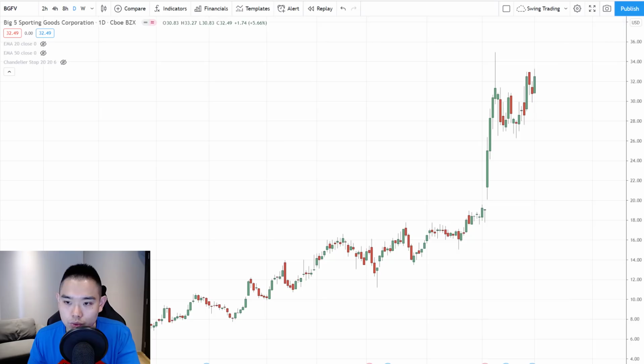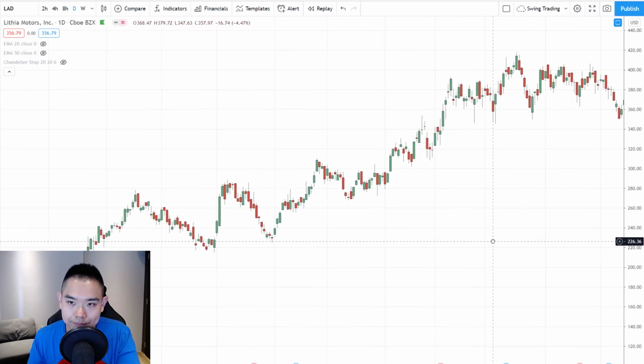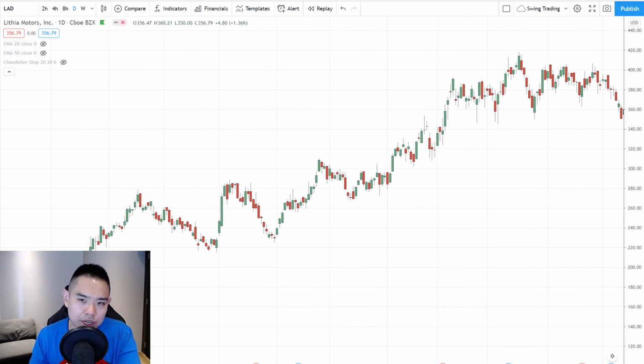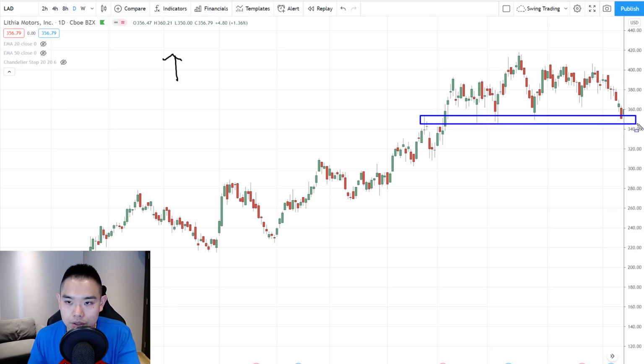And one trade that I took recently based on this setup is from this stock over here, LAD. So if you look back, let me just share with you my thought process. You can see that for this market, Lithium Motors, the overall trend is towards the upside. Then I saw that the price was coming towards this area of value, this area of support. So I was interested to be a buyer around the $340, $350 price point.